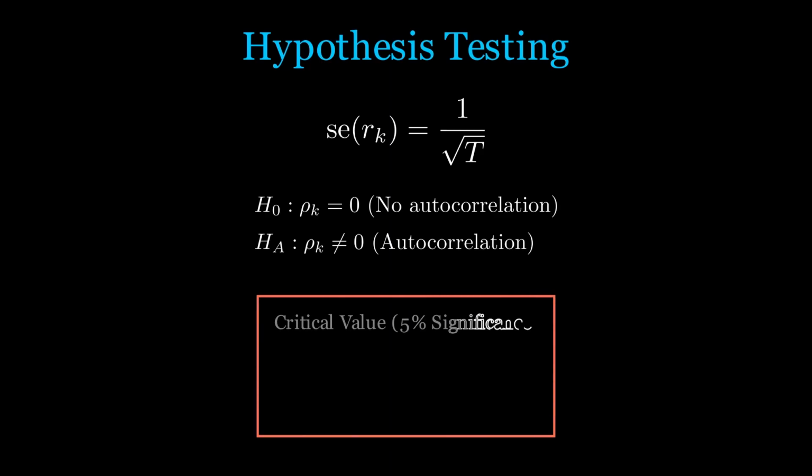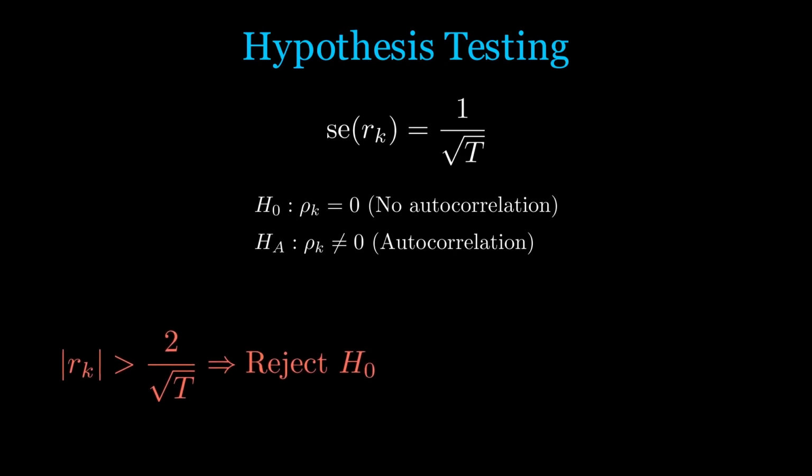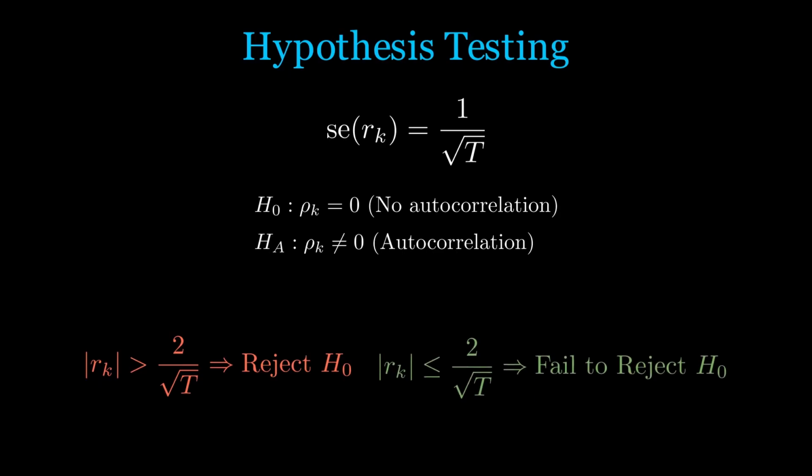To test this at a 5% significance level, we look at a critical value, which is approximately 2 times the standard error. If the absolute value of R sub k is greater than this critical threshold, we reject the null hypothesis. The correlation is significant. If it is less than or equal to the threshold, we fail to reject the null hypothesis. If this holds for all lags, the series is likely white noise.